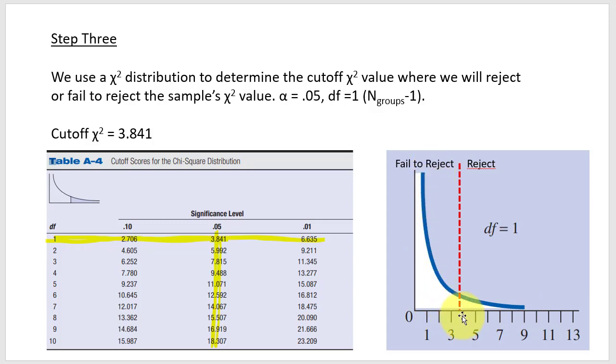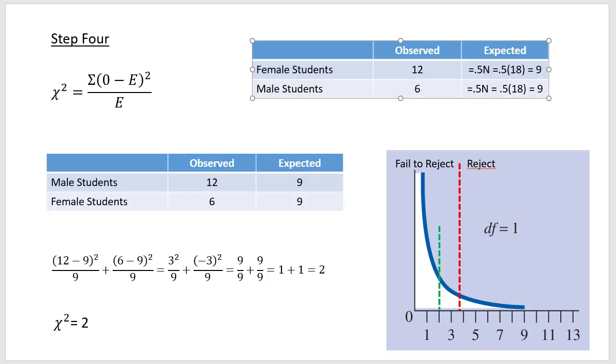So we will fail to reject the null hypothesis if our statistic is less than or equal to our cutoff. If it's greater than our cutoff, then we will reject the null hypothesis. Moving on to step number 4, we do the math that helps us to figure out our chi-square statistic to find out what the proportion is for our result.